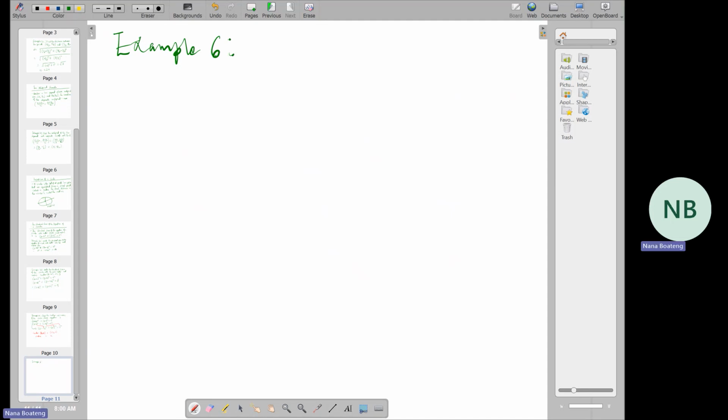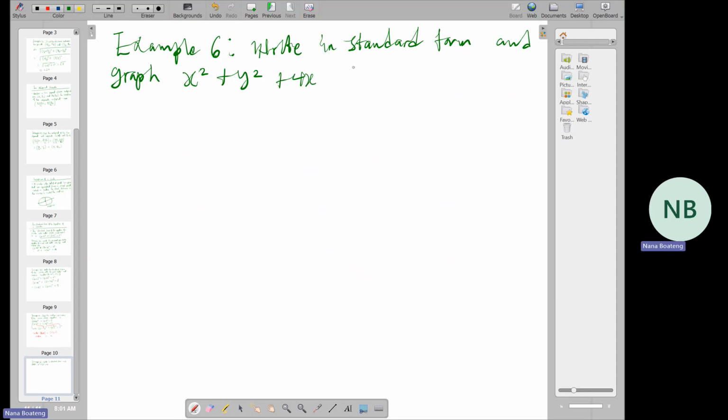It says write in standard form and graph: x squared plus y squared plus 4x minus 4y minus 1 is equal to 0.